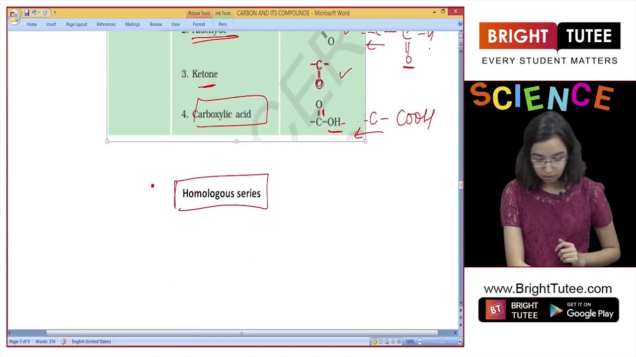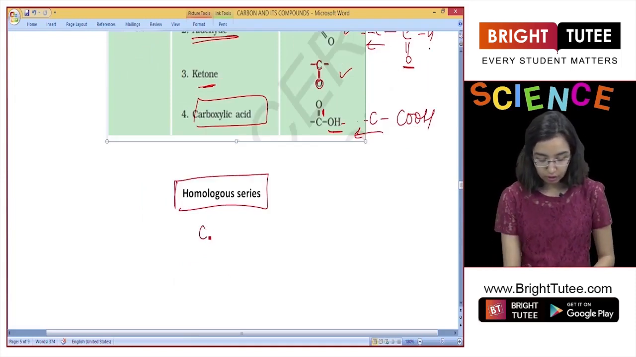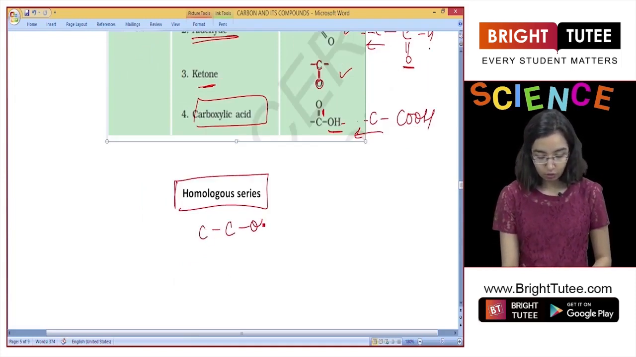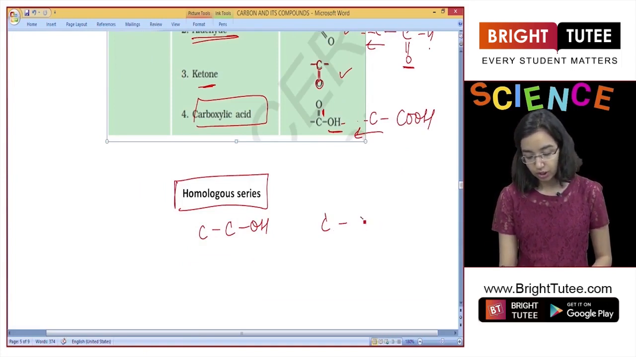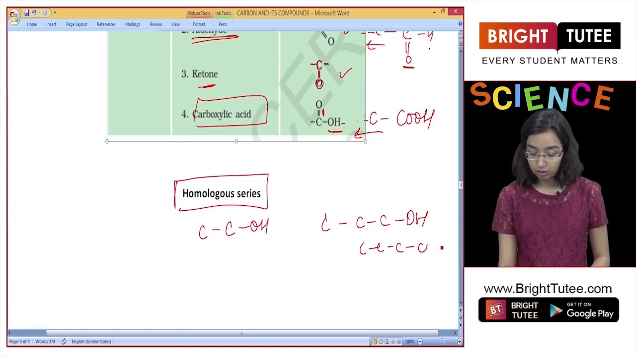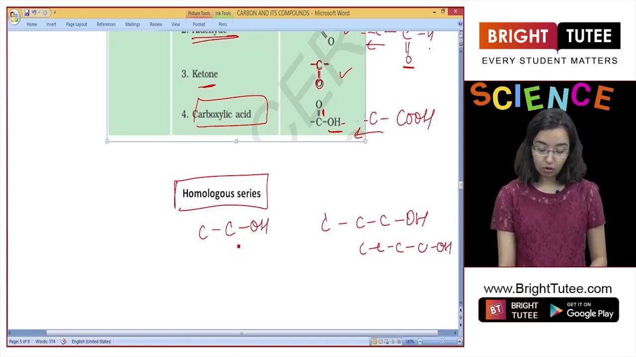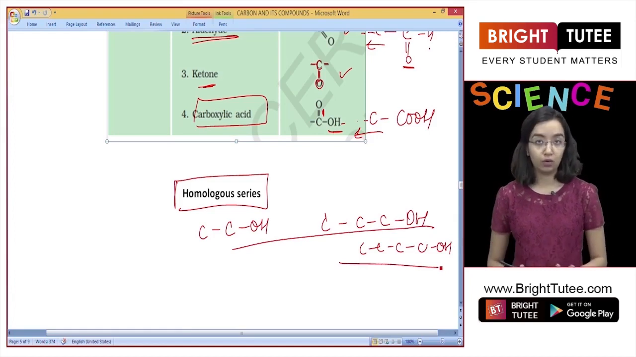So, for example, there's a chain of 2 carbon atoms and there's an OH in the end. What if there's a chain of 3 carbon atoms and there's an OH in the end? What if there's a chain of 4 carbon atoms and there's an OH in the end? All of these will be called alcohol.